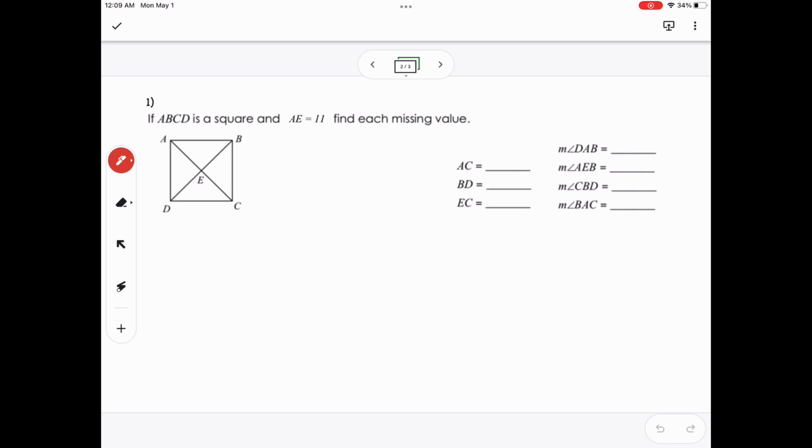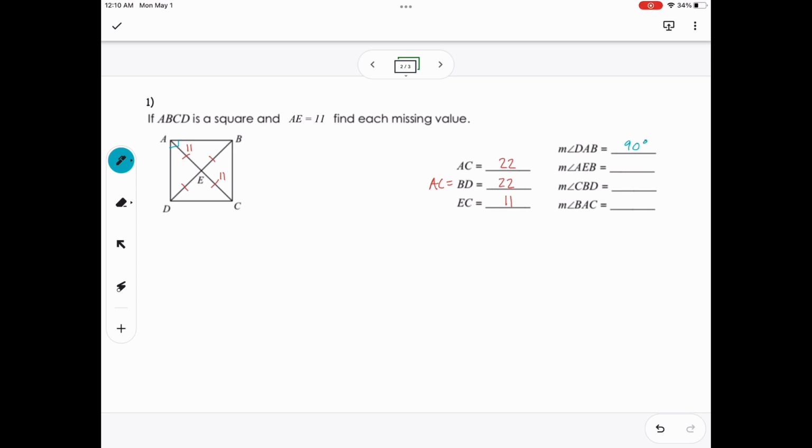So if ABCD is a square, and we know that the segment AE is 11, we want to find the missing values. Because all the diagonals bisect each other, EC must also be 11 because they're the same. Adding 11 to 11 gets you 22. BD is congruent to AC, so it's got to be 22 as well.